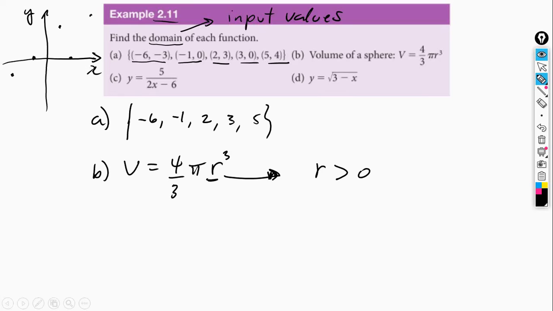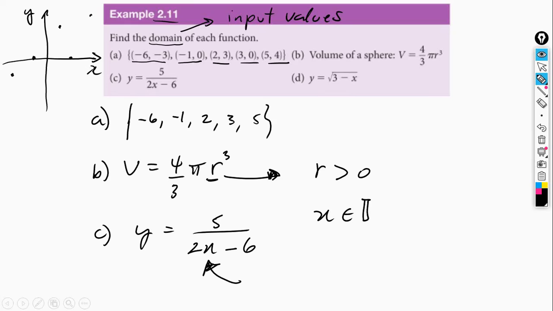For C, so C is really an example of a function, right? Y is equal to 5 over 2x minus 6. So again, domain, the input, so x. So what are we allowed to put into here? Is there any value that we cannot put into x here? In the case of x squared that we did before, we said we can use any value for x. So we said x belongs to the real numbers. So let's start with that. We can say, well, x belongs to the real numbers.